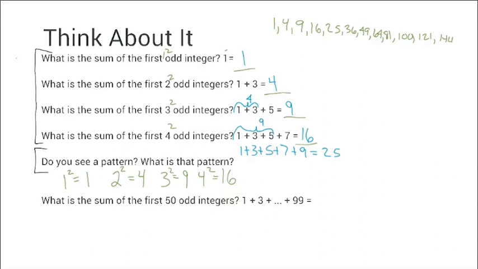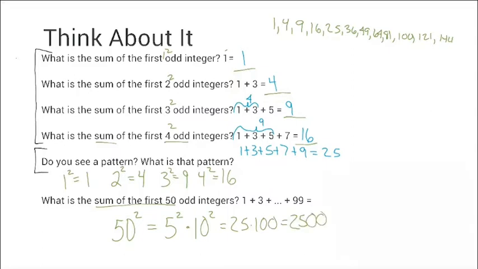So my question for you is, what is the sum of the first 50 odd integers without adding them all up? Well, if I want the sum of the first four odd integers, I square 4. So the sum of the first 50 odd integers, I want to square 50. Which I know is 5 squared times 10 squared, which is 25 times 100, which is 2,500. So you don't need to go 1 plus 3 plus 5 plus 7 plus 9 plus 11 plus 13 into a calculator. You can just do 50 squared in the calculator and get the 2,500.